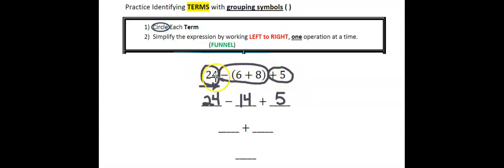There were no operations to do on this term. This term required me to add 6 and 8 because they were inside the grouping symbol. And there was nothing to do to this one. I just brought it down. Now we continue to work left to right because all that's left are subtraction and addition. We have numbers that just need to be subtracted and added. 24 take away 14 is 10. 10 plus, bring down your 5. We haven't used it yet. Now we're going to do 10 plus 5 is 15.